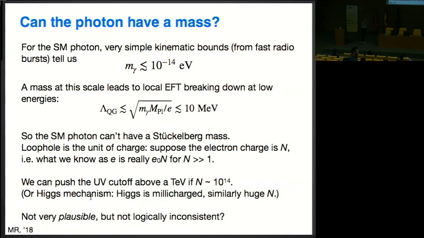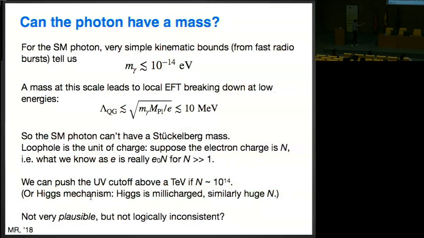Now, there's a loophole here, and it's an annoying loophole that I don't quite know how to close, which is we could just be wrong about the unit of charge. We say the standard model U1 coupling is something like 0.3. But what if it's 10 to the minus 15 and the charge on the electron is just 10 to the 15?